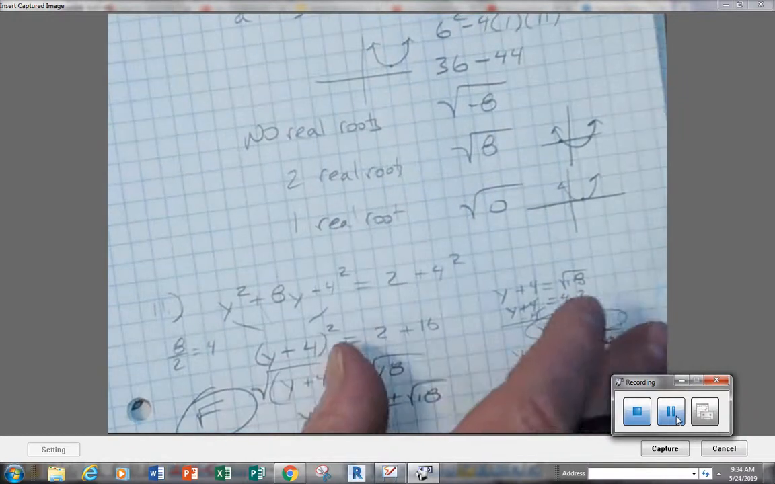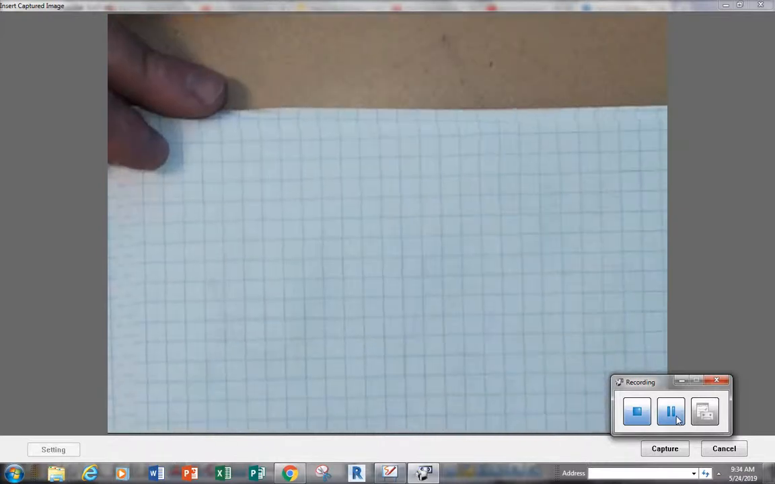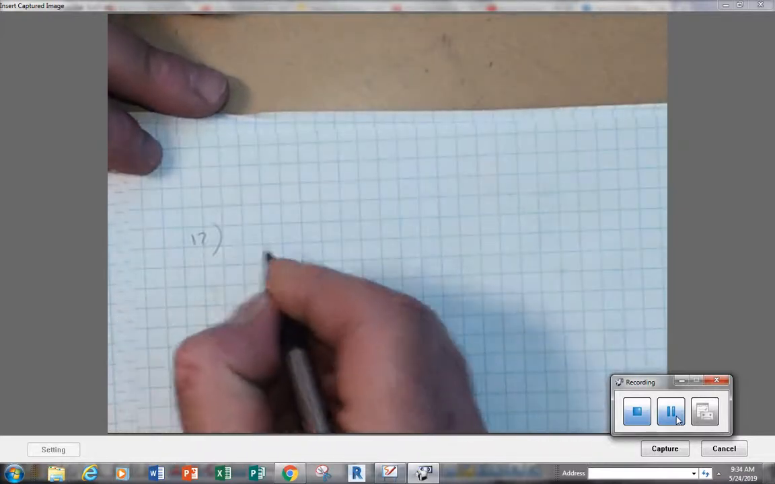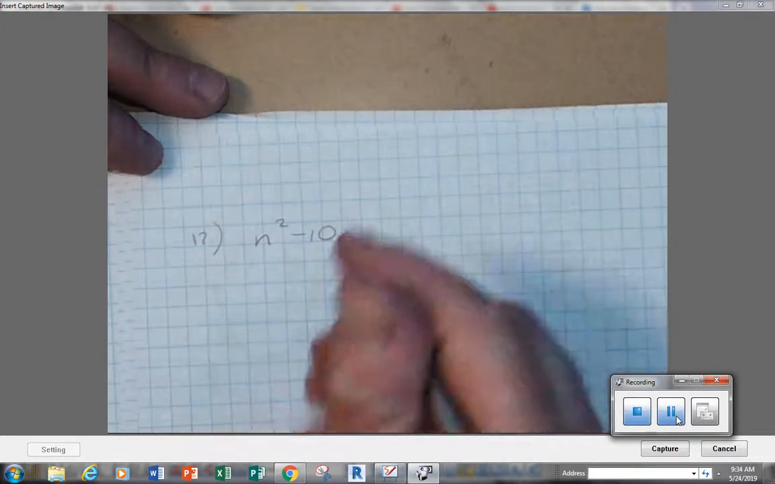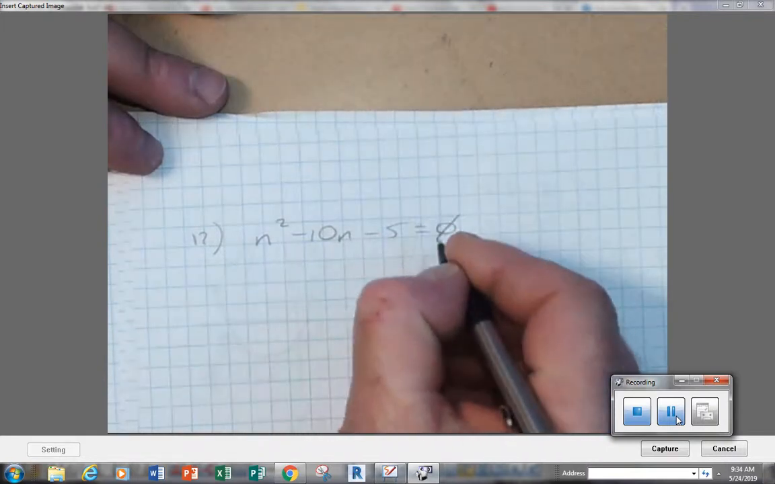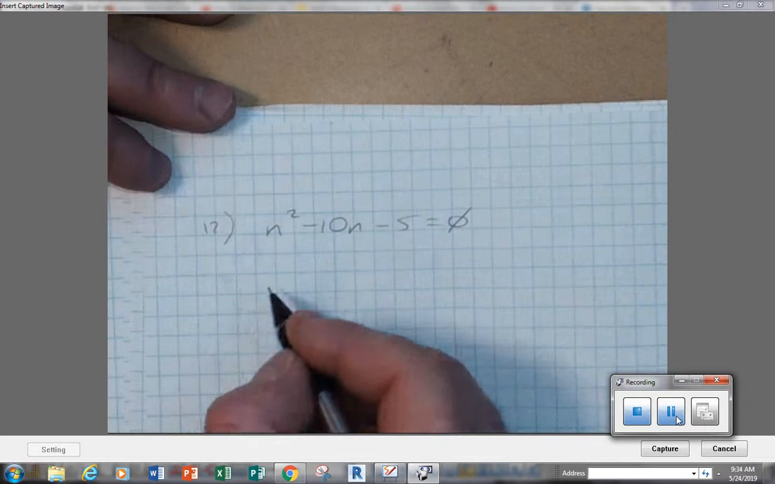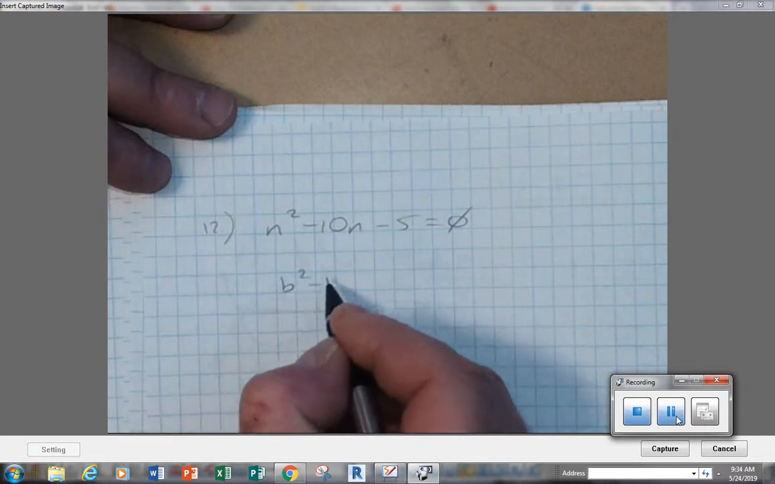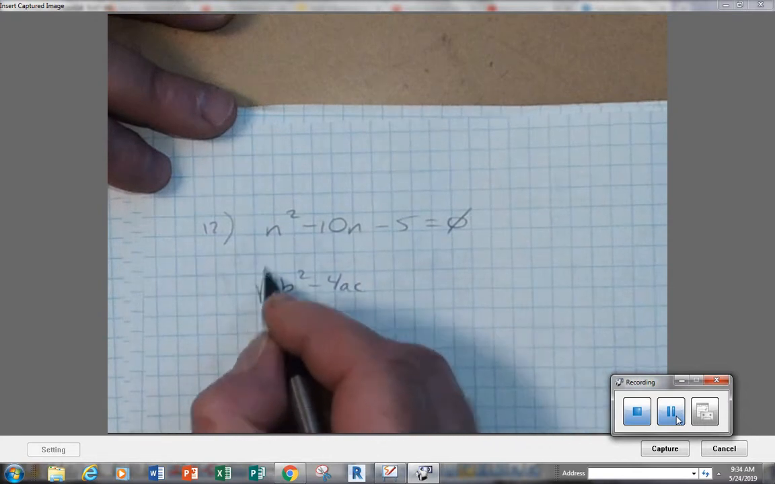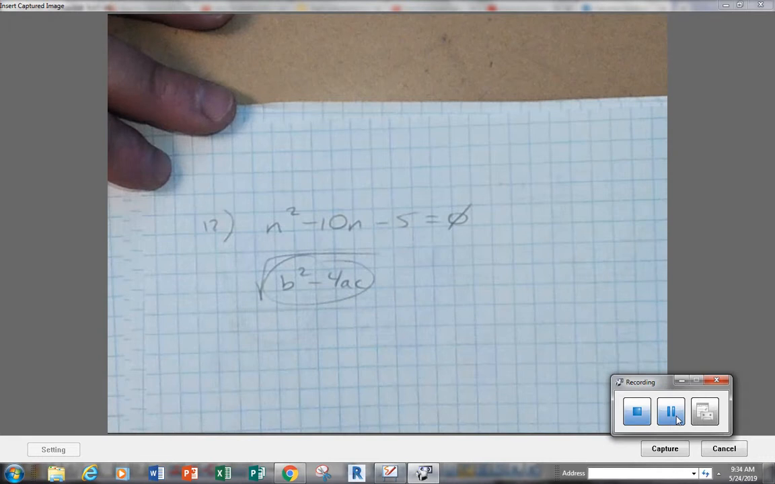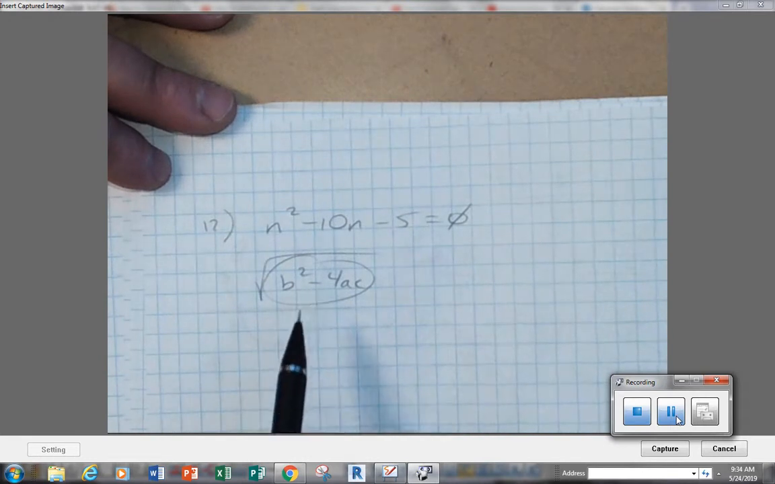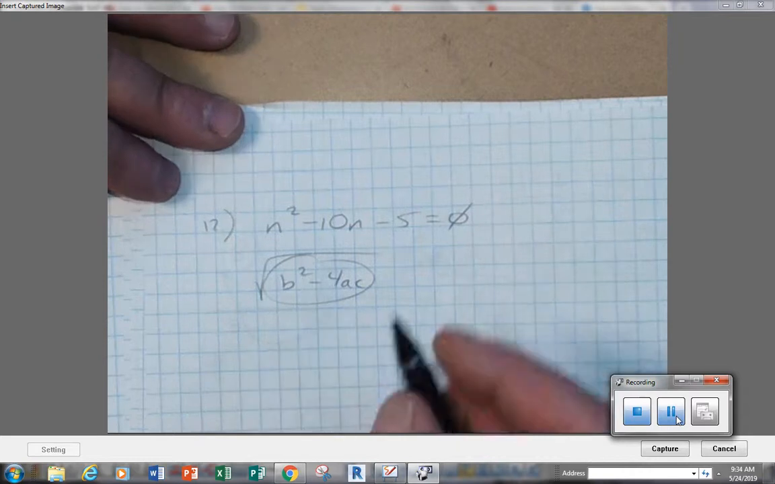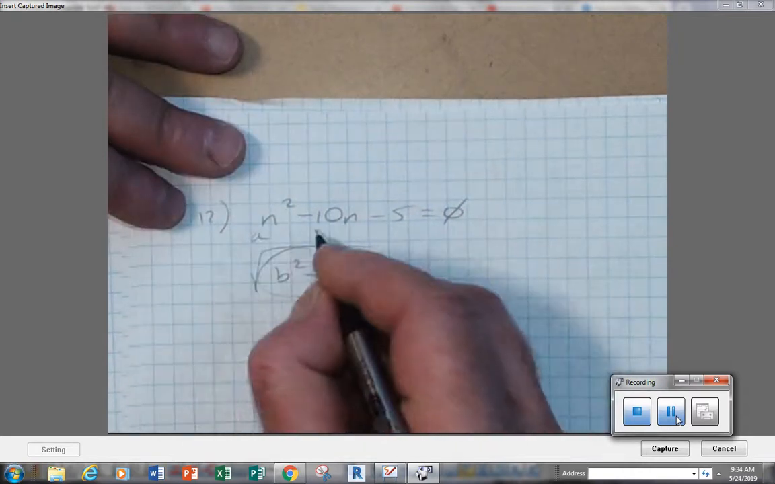All right, number 12. Number of solutions, discriminant test. Here we go. So n squared minus 10n minus 5 equals 0. Remember, discriminant test is just this part. That would be underneath the radical when you're doing the quadratic formula. Positive, 2 real solutions. Negative, no real solutions. 0, 1 solution. So here I go. Plug in A, B, and C.